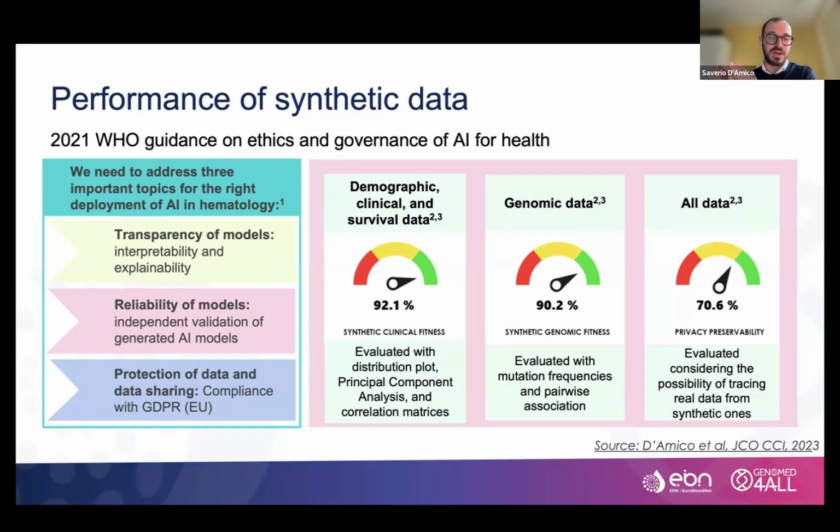Of course, when we talk about artificial intelligence in healthcare, it is a very critical situation, particularly because we are talking about patients' data and patient information. The WHO in 2021 gave us three main guidelines for developing AI models in healthcare applications. These guidelines are the transparency of the model, of course, with both interpretability and explainability; the reliability of the models, in particular when using generative artificial intelligence technology; and last but not least, the protection of data and data sharing, because all of these models have to comply with GDPR European guidelines.